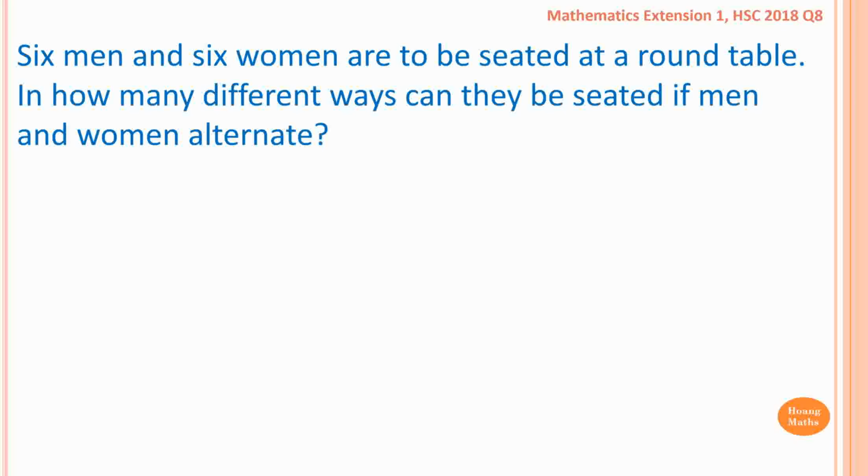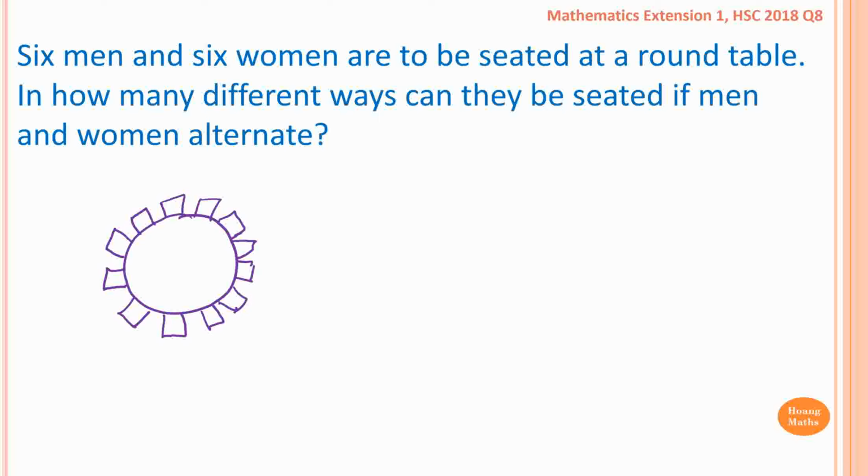6 men and 6 women are to be seated at a round table. In how many different ways can they be seated if men and women alternate? So first of all, I just draw a table first. Let's say there are 12 seats around the table.